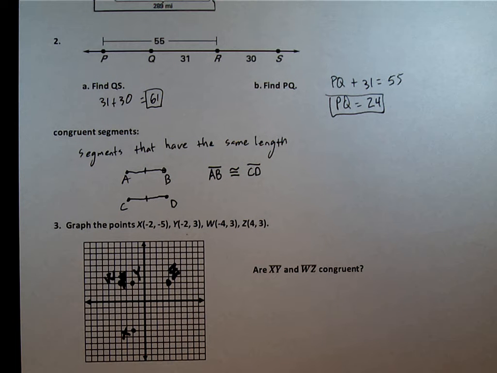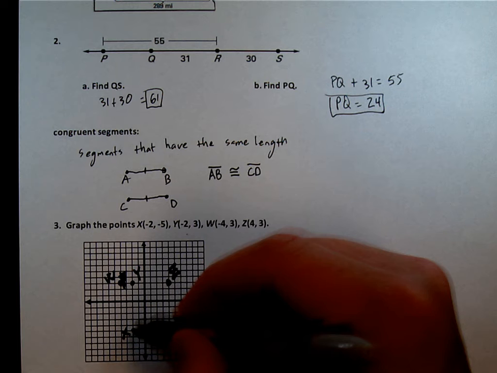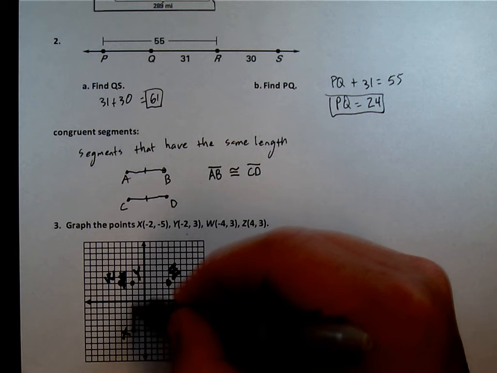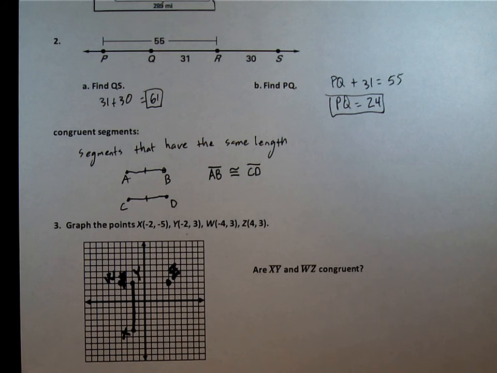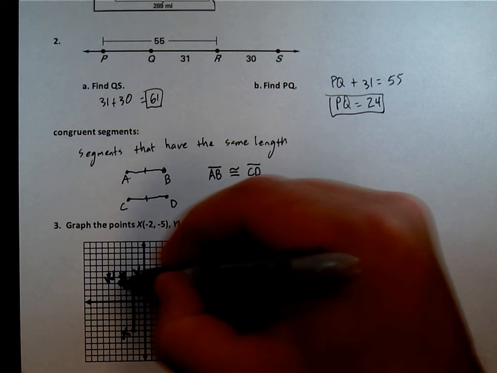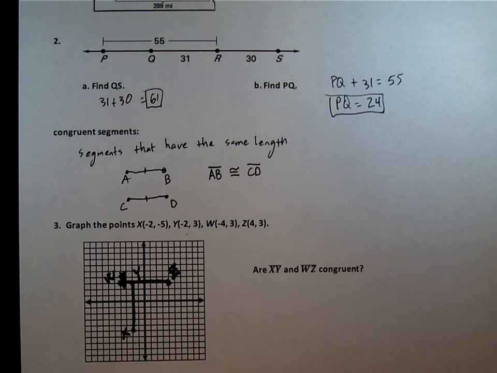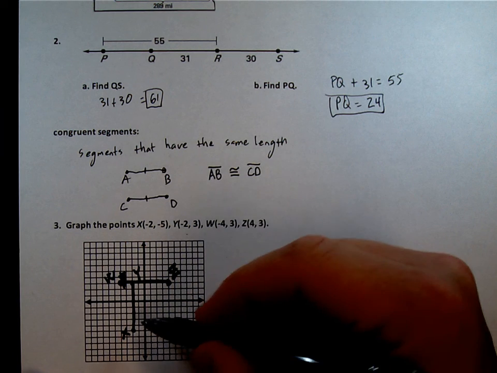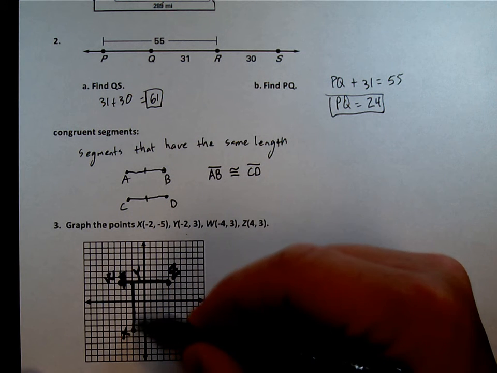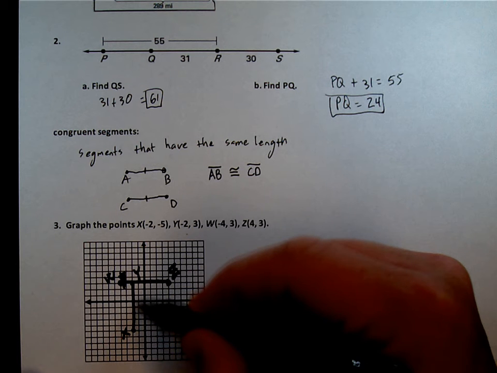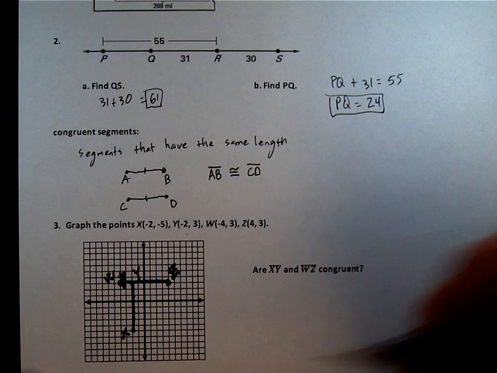Okay, so the question now is our segment XY. So let's draw in XY. I'm just going to connect X to Y. Our segment XY, and then segment WZ. So start at W and go through Z. Says, are they congruent? Well, since they're not diagonal, they're just horizontal and vertical, I can just count how long the segment is. So let's count from X to Y. So I'll start down at X and I'll count up. So 1, 2, 3, 4, 5, 6, 7, 8 units.